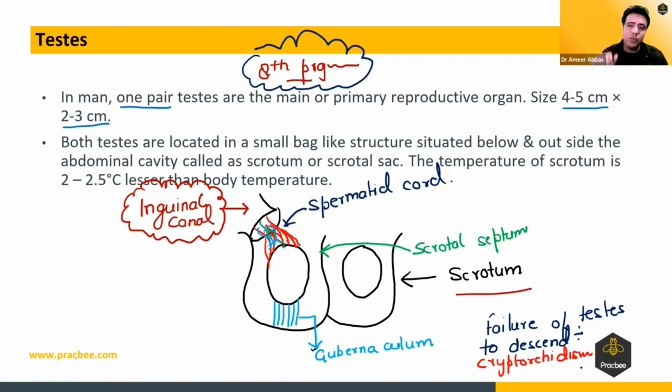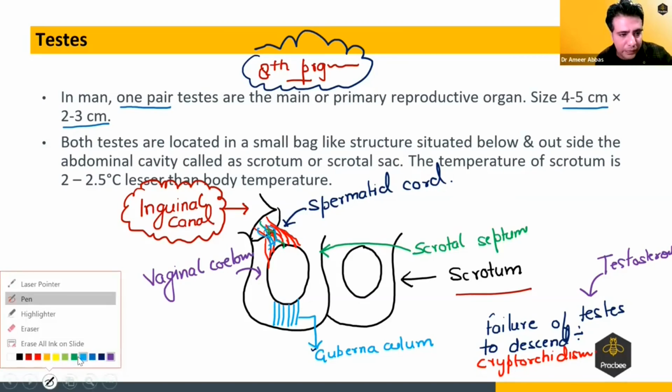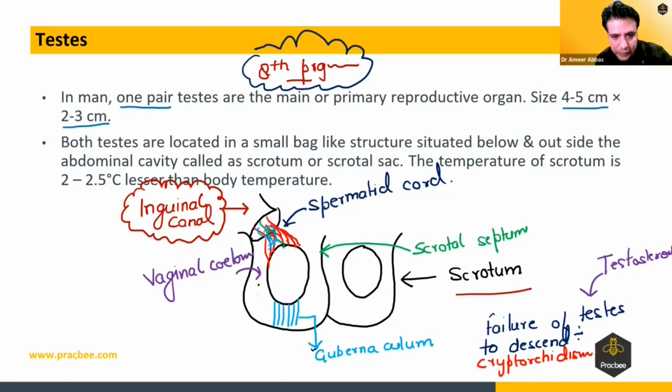So what should we do now? If it is a male, we should inject testosterone. The testosterone will stimulate the descent of the testis in cryptorchidism. This is the cavity between the testis and the scrotal wall. This is known as the vaginal coelom, and if it is filled up by some fluid, it is known as hydrocele.